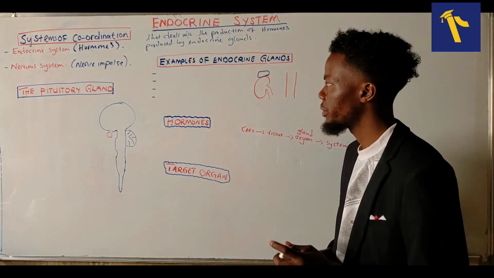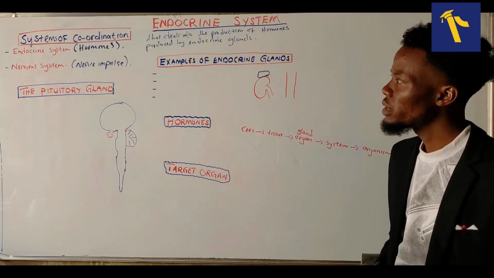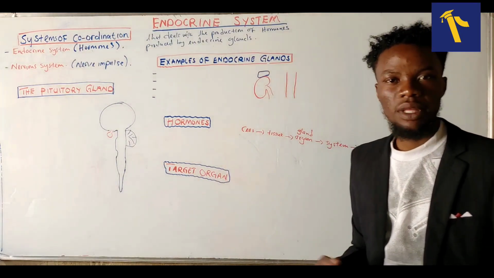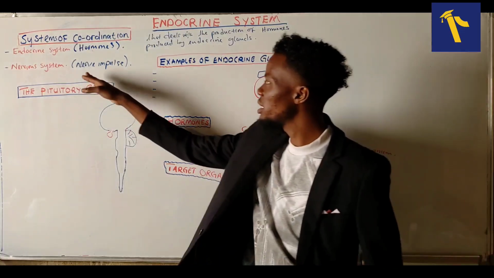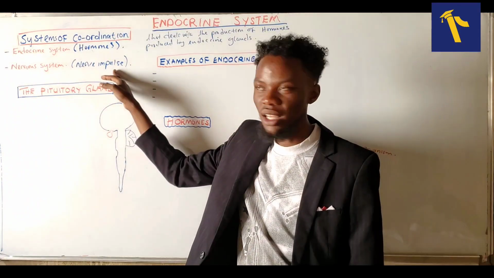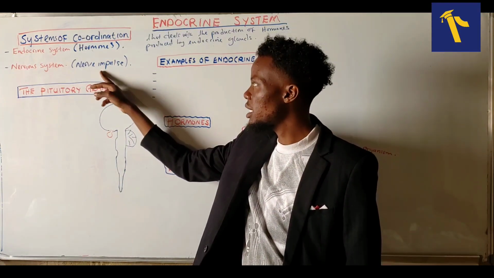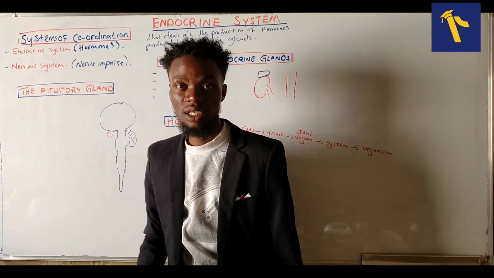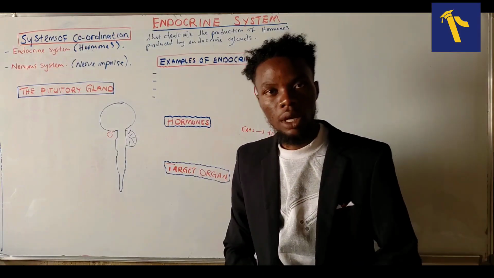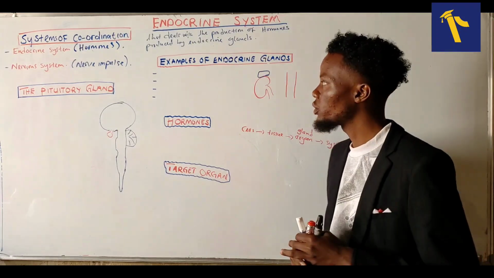The nervous system is very, very important. Okay, and if someone asks which one is faster between the endocrine system and the nervous system, basically if someone is using nerve impulse, it's going to be faster. So the nervous system is faster when it comes to communication compared to the endocrine system.